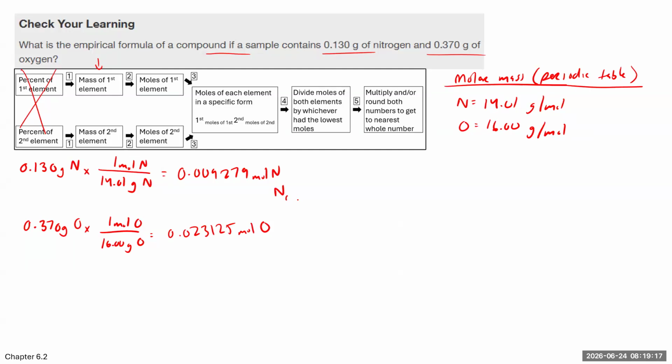N, 0.009279. Oxygen, 0.023125. All right. Then we're going to divide both by whatever's lower. 0.009279 divided by 0.009279. Let's do that. Well, we know that's going to be N1.